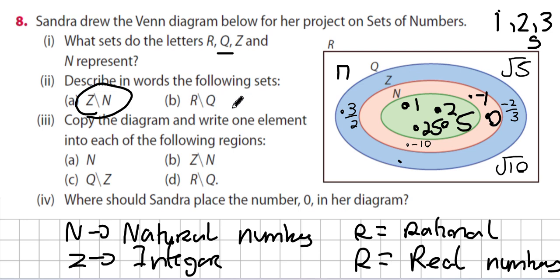What about the next one? R/Q. Everything that's real that's not a fraction. Everything in the white region. Anybody know what they're called? If you're not rational, they're called irrational numbers, not crazy numbers, irrational numbers. Numbers that cannot be presented as a fraction. They have lots of decimals and they're a bit crazy.